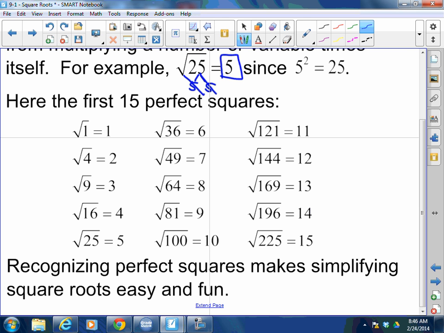Square root of 121 is 11. Square root of 144 is 12. Square root of 169 is 13. Square root of 196 is 14. And square root of 225 is 15.